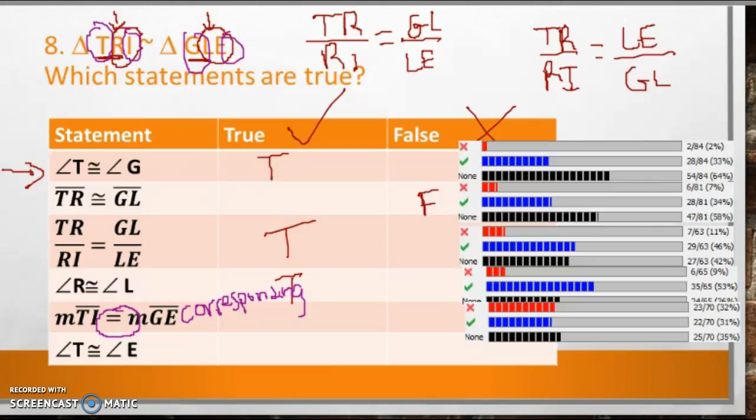So that one's tricky. Don't miss it on your test. Just because they're corresponding does not mean that the measures of the sides are equal. So that one is a false statement. Give yourself a pat on the back if you got that right. That was a tricky one.